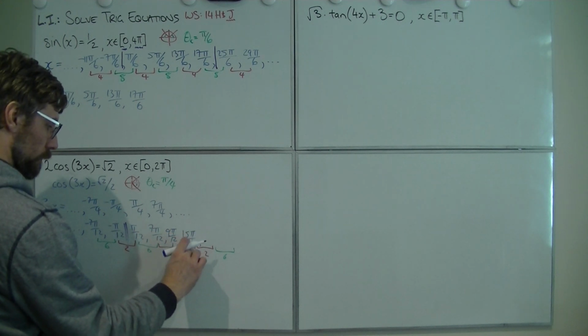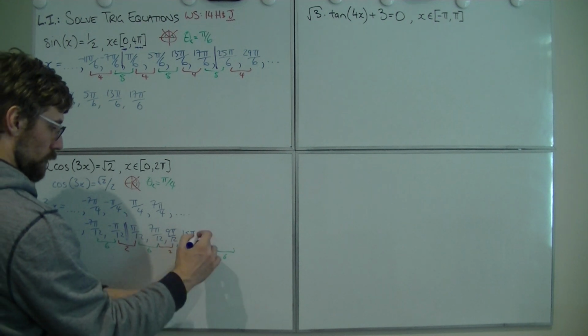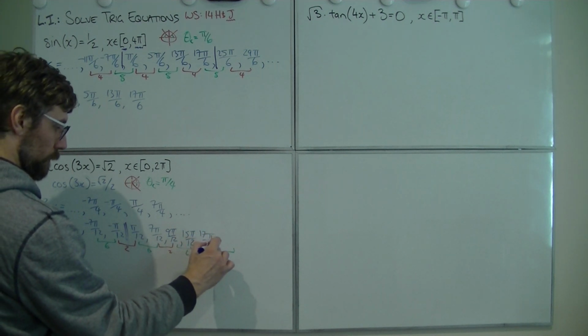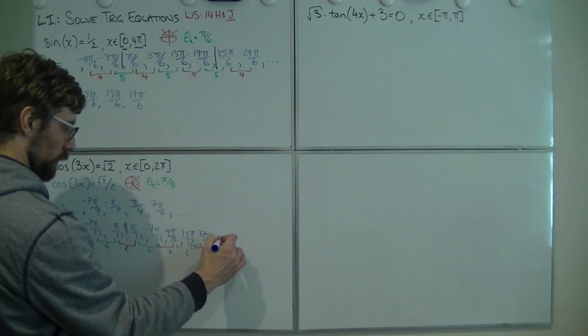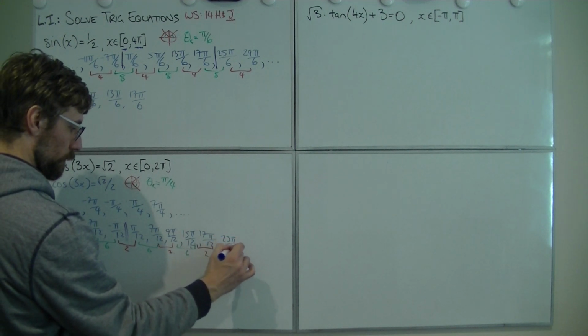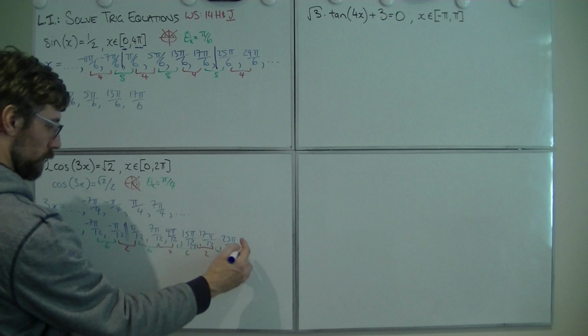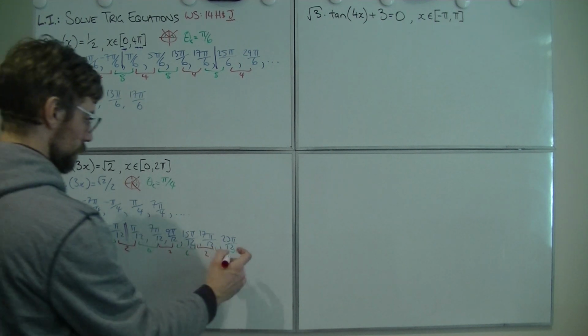Oops, 12, not 6. Add 2, 17 pi on 12. Add 6 gives me 23 pi on 12. How many have I got? 1, 2, 3, 4, 5, 6. Should do another one.